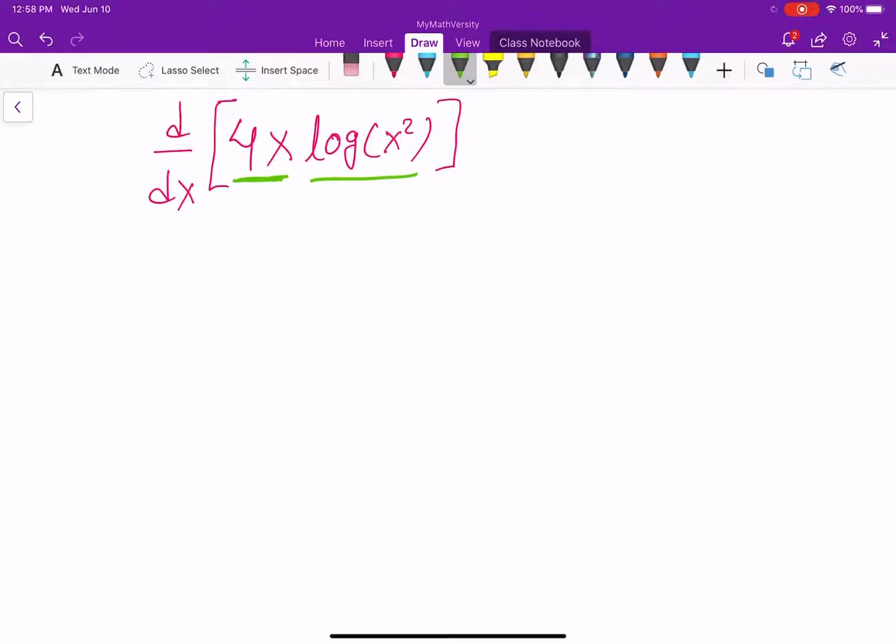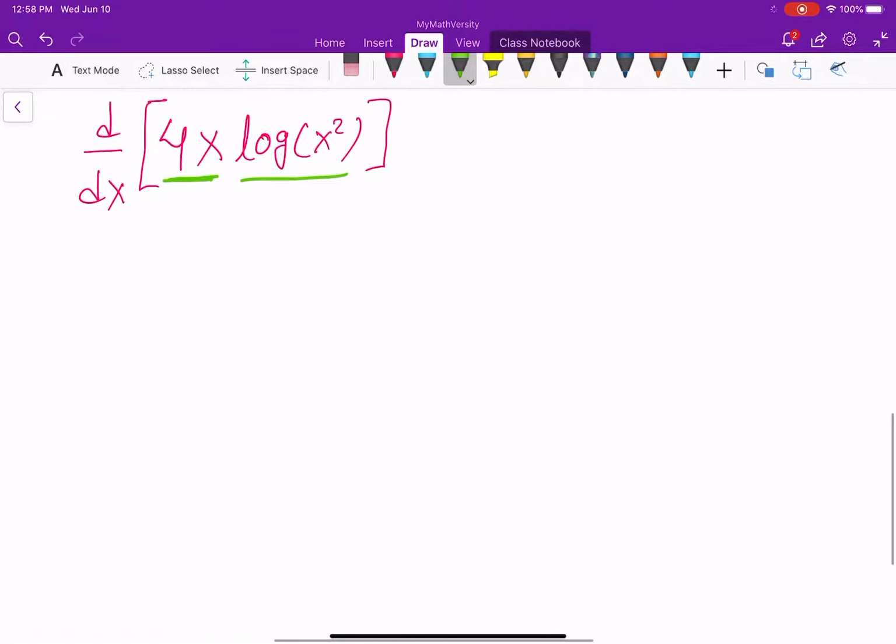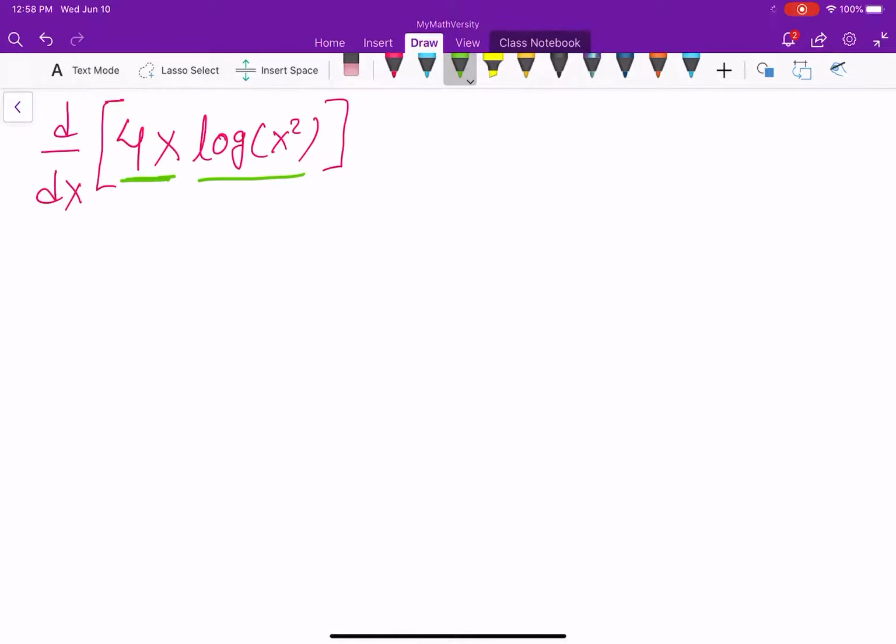So to find the derivative of this function, we can use the product rule, because we have the product of functions, right? So how can we do that? Let's assume f is equal to 4x, and let's assume g is log of x square. So let's write down g is equal to log of x square.